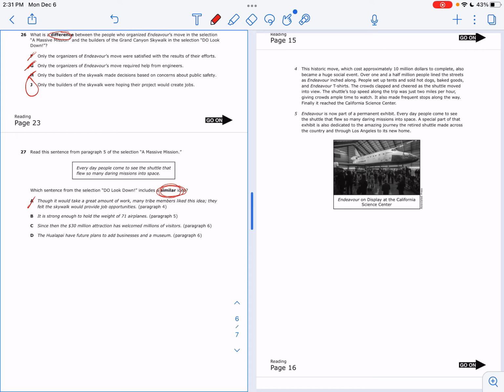B, it is strong enough to hold the weight of 71 airplanes. Well, that came from a Massive Mission, so there's no way that could be correct. C, since then, the $30 million attraction has welcomed millions of visitors. Okay, maybe, because this talks about people visiting, so that sounds about right. Okay, so we'll keep that one. D, the Hualapai have future plans to add business and a museum. Well, the Massive Mission is already in a museum, so that can't be right. So best possible answer is C.